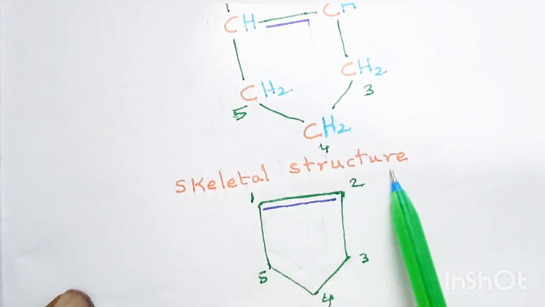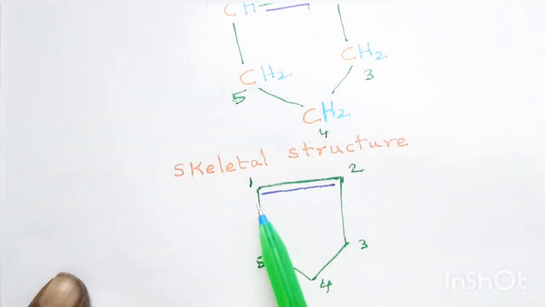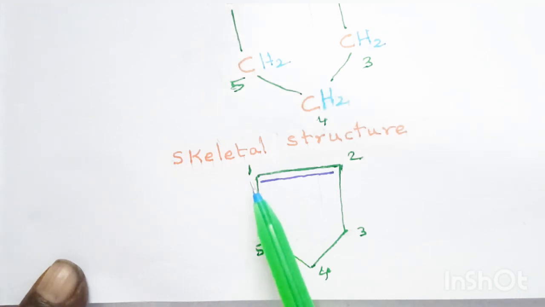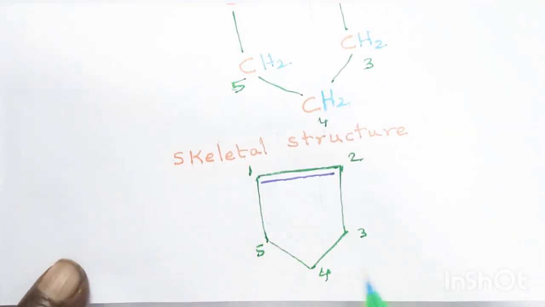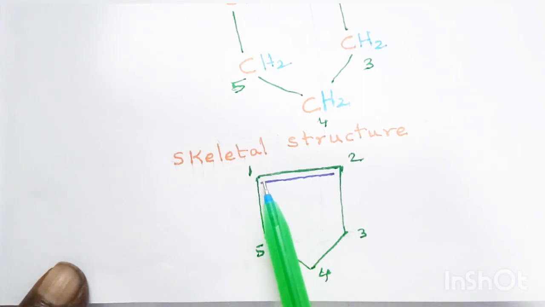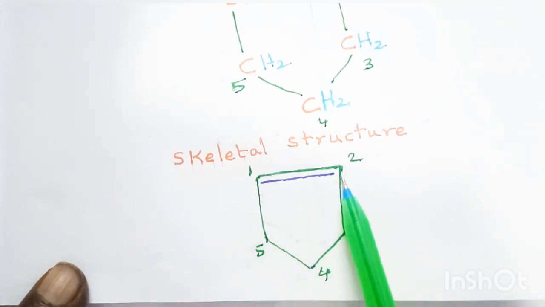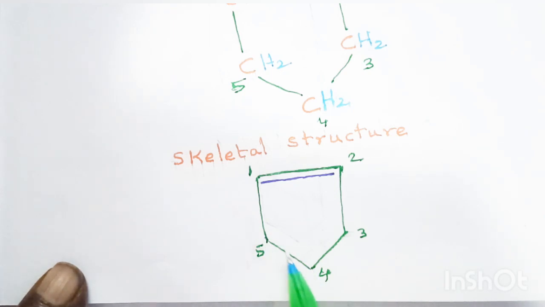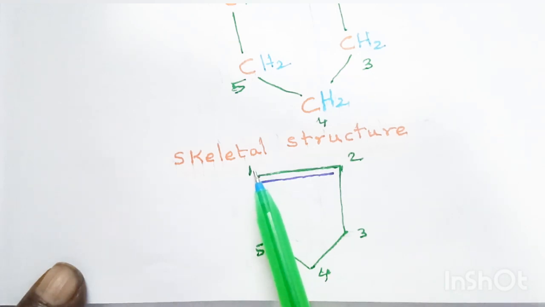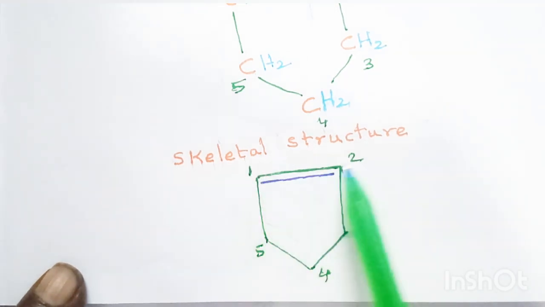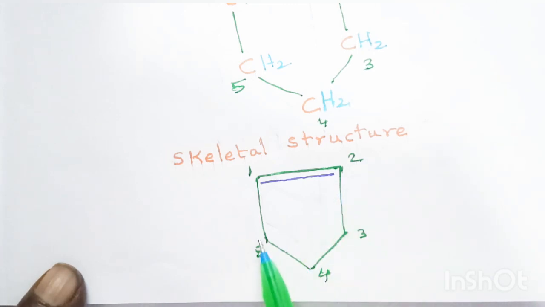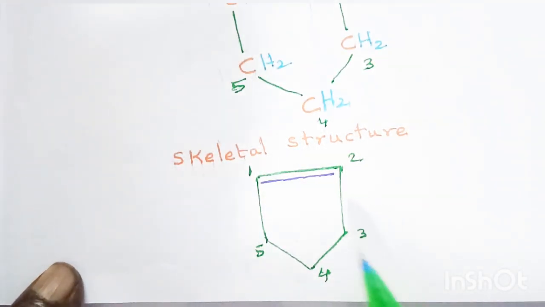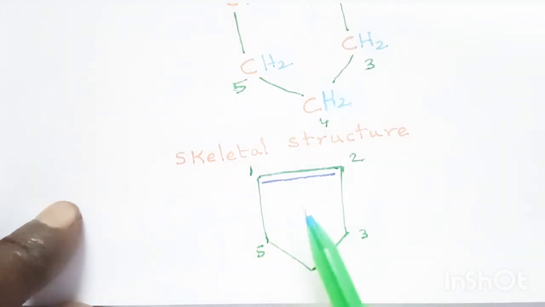Skeletal structure of cyclopentene. We draw a pentagon. Pentagon has 5 corners. So here we make a double bond. So the remaining will be single bonds. So the carbons which are on these corners have CH and CH. Other corners will represent CH2, CH2, CH2. So that is the skeletal structure of cyclopentene. This is the easiest form to draw.